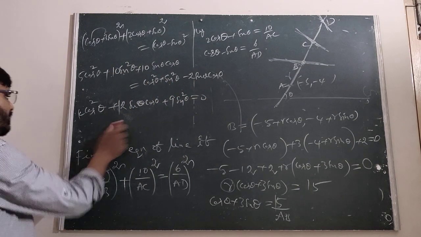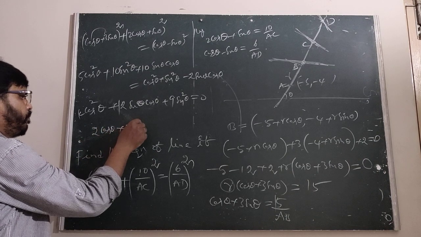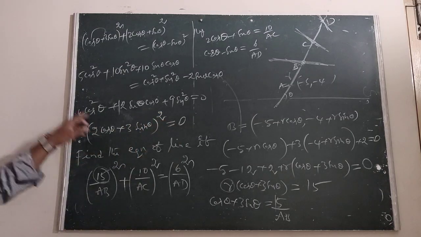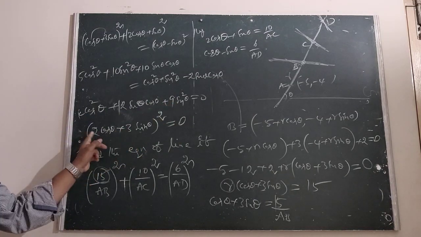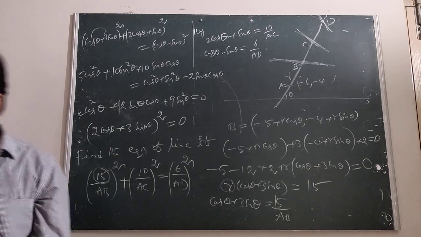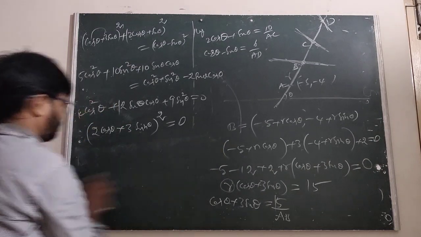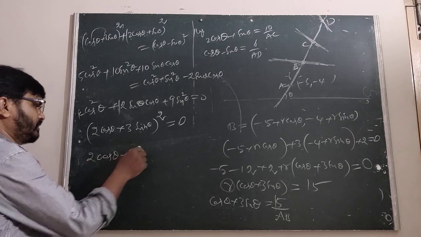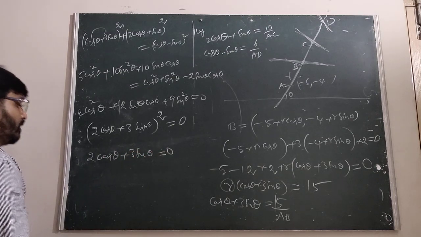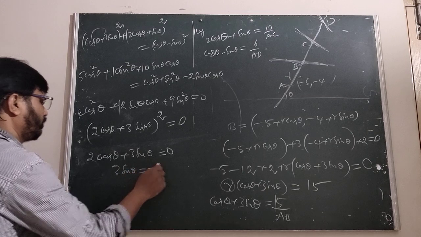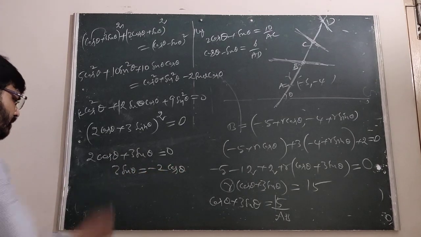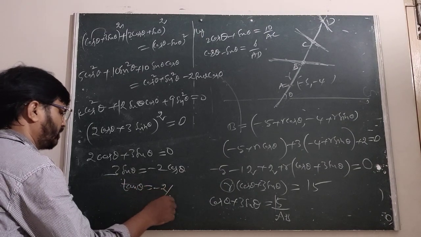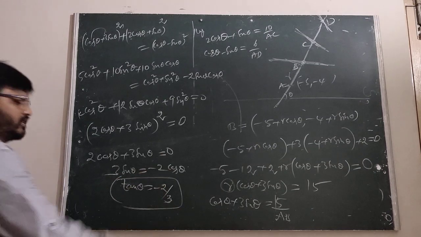Now this can be written as 2 cos theta plus 3 sin theta whole square equal to 0. A square is this one, B square is this one, 2AB, 2 3 ja 6, 6 2 ja 12. Now we are going to the value of cos theta plus sin theta. Therefore, this is 2 cos theta plus 3 sin theta equal to 0. Now 3 sin theta equal to minus 2 cos theta. Therefore, tan theta equals minus 2 by 3.